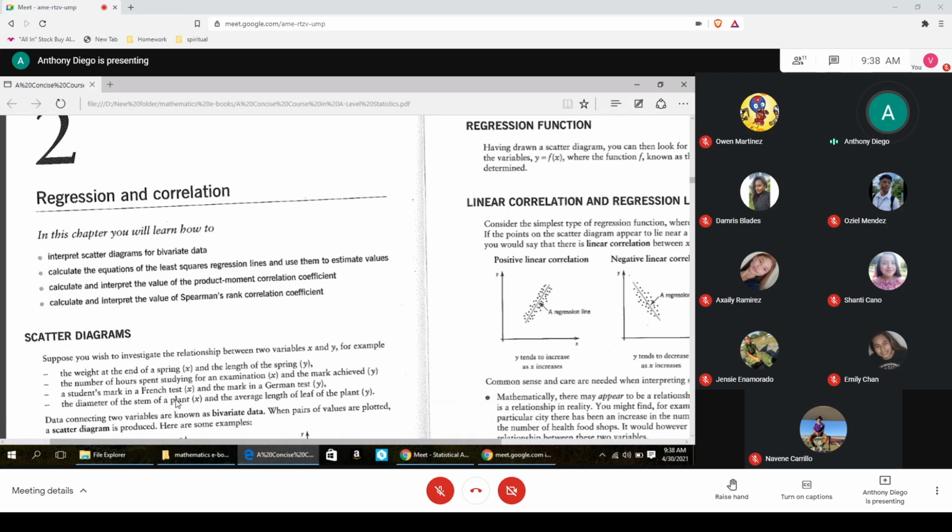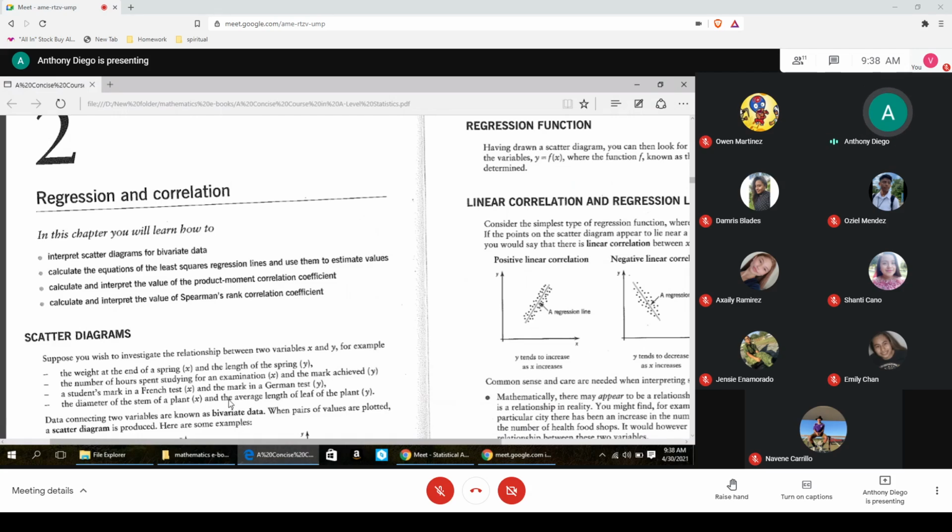Here, the diameter of the stem of a plant X and the average length of leaf of the plant Y. So once again, they are talking about the same plant. If you notice, they are not talking about two different plants, but the same plant. They are talking about the diameter of the stem and the average length of leaf of the plant, referring to the same plant.